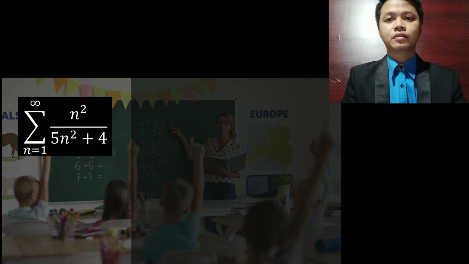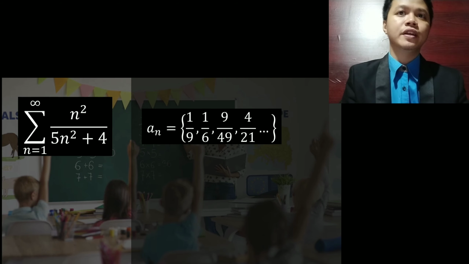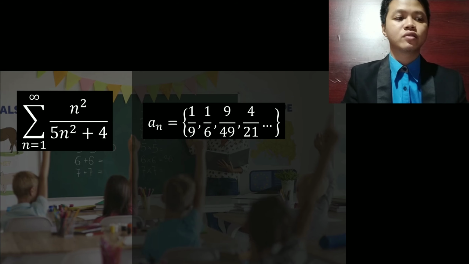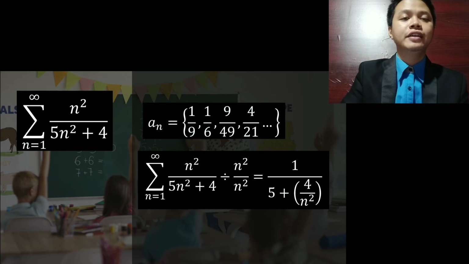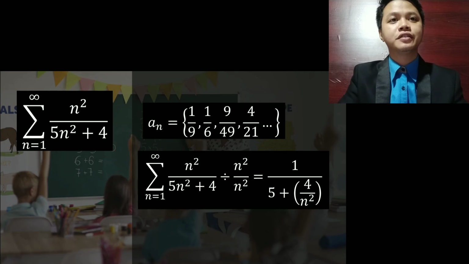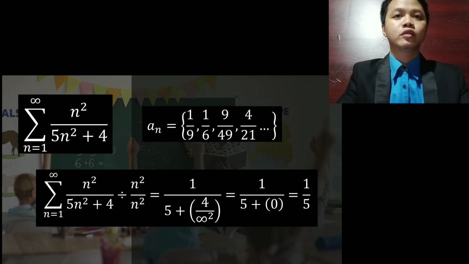Check out the following sequence. Summation of n squared over 5n squared plus 4 from 1 to infinity. If we take a look at this given sequence, it will result to 1/9, 4/24, 9/49, and so on. If we would like to find the limit of this sequence, we simply divide first by n squared over n squared, and by simplification, it will result to 1/5.